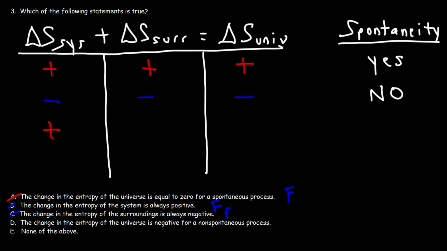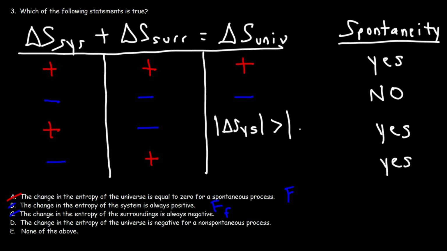Now, the change in the entropy of the system can be positive, and the change in the entropy of the surroundings could be negative, or vice versa. When the signs are different, whether the process is spontaneous or not is conditional. It really depends on which one has a greater magnitude. So for instance, if the change in the entropy of the system is greater in magnitude than the change in the entropy of the surroundings, then the change in the entropy of the universe will be positive because this is a greater value. Thus, it will be spontaneous under those conditions. Now, for the last scenario, in order for this to be positive, the magnitude of the change in the entropy of the surroundings has to be greater than the magnitude of the change of the entropy of the system.